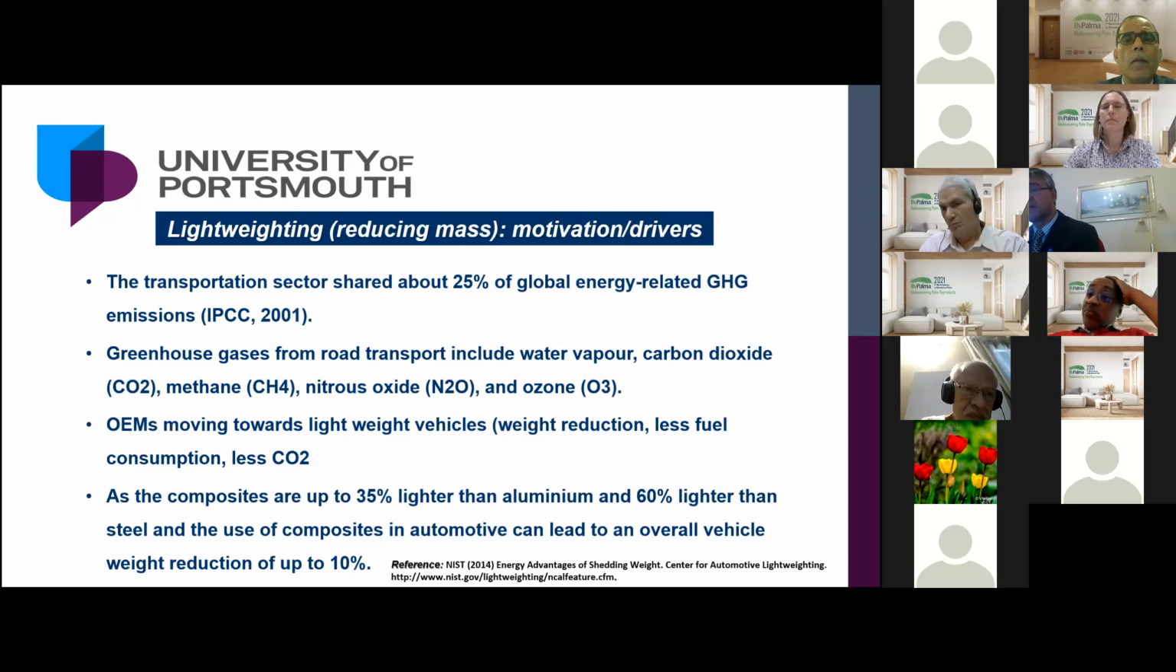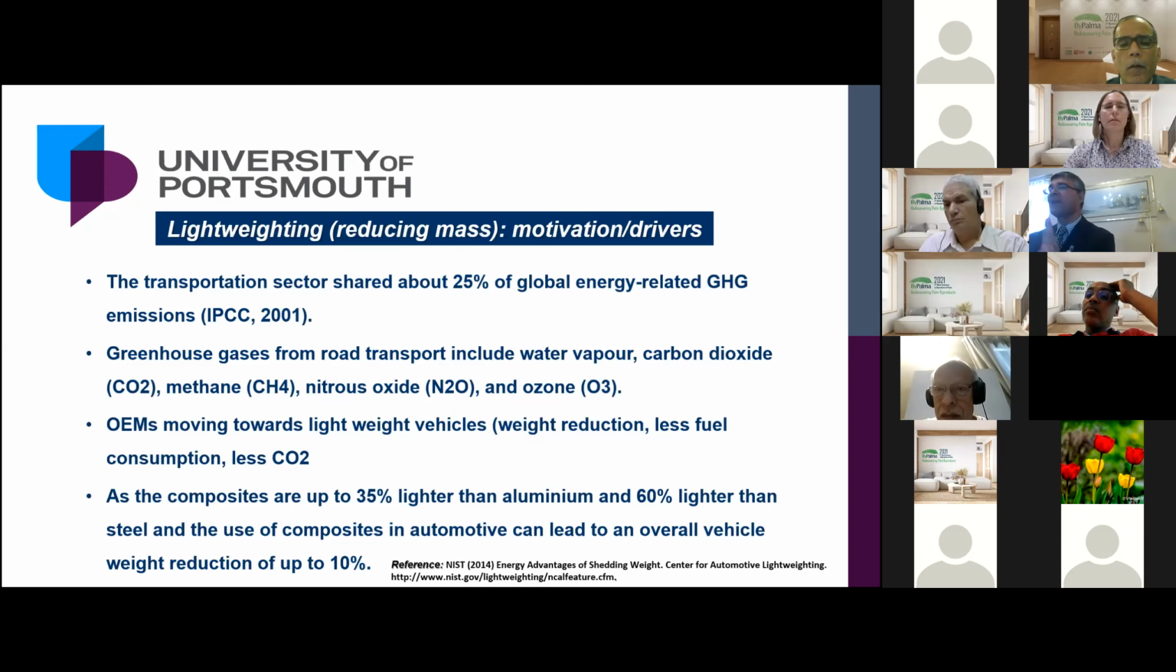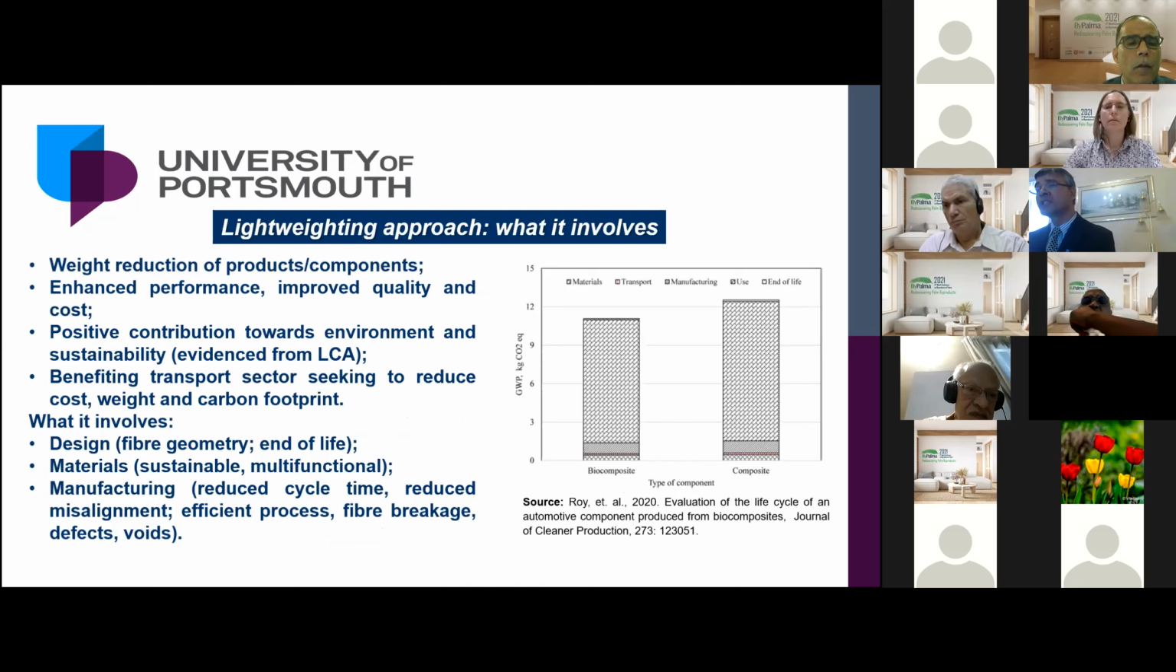less CO2 emission. Obviously, composite materials are 35% lighter than aluminum and 60% lighter than steel. And the use of composite in automotive, for example, can lead to an overall vehicle weight reduction of up to 10%. So these are the drivers for using lightweighting or lightweight materials. So this slide will just give us some perspective in terms of looking at lightweighting materials as well as their environmental credibility.